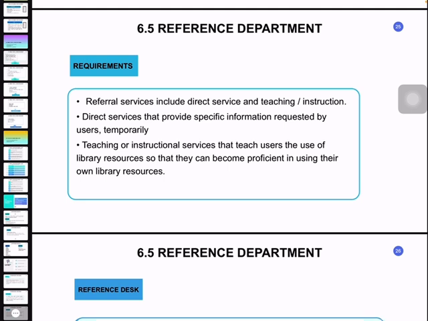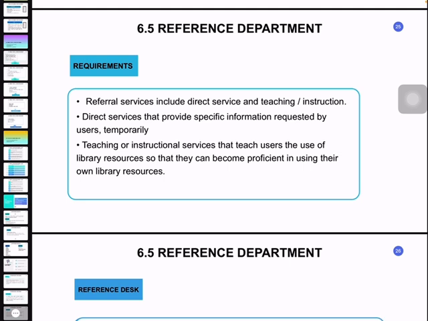Okay, requirement in reference department. Reference services include direct service and teaching instruction. Direct services provide specific information requested by users. And then teaching or instructional services teach users the use of library resources so that they can become proficient in using their own library resources.